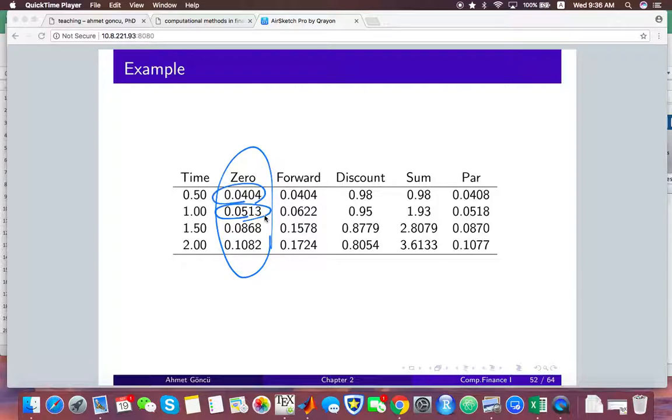For the first one, I can just take the initial forward rate as 0.404, which is at time 0. And the rest of the forward rates, starting from the future time of 0.5 years, will be written in this part, and we will have 3 of them, as you can see.